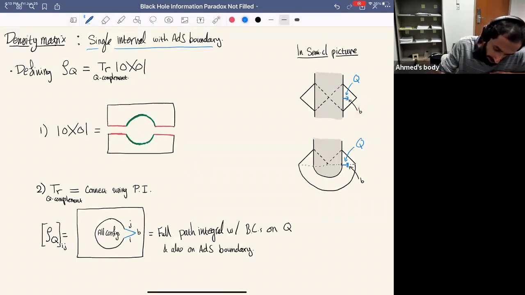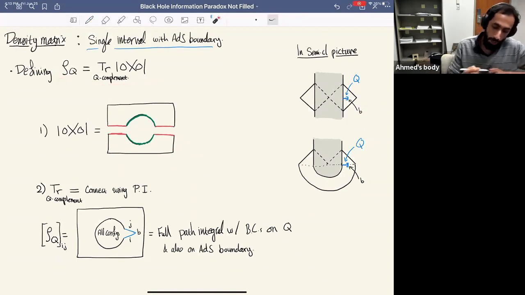The density matrix, just formally, is given by this, where you start with the state that's prepared by the path integral, whatever it is. I'm calling it 0, and all you need to do to get the density matrix of Q is trace out the complement of Q, and this tracing out will ultimately be done for us using the path integral.